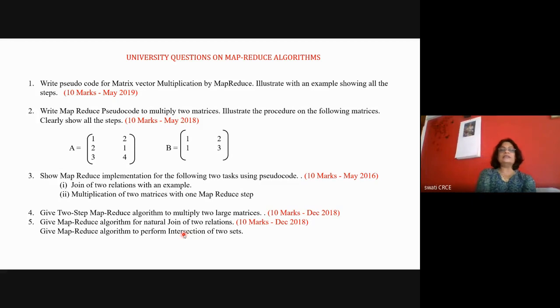Overall, I can say that about MapReduce algorithms, there is approximately one question of 10 marks in each and every paper. There are very limited questions asked as per the syllabus, because this is only there in the syllabus. So either they ask matrix vector multiplication, or matrix to matrix multiplication, or joining operation, or intersection operation. So there are four questions. You have to prepare all these four, and at least one of them will be there in the exam.